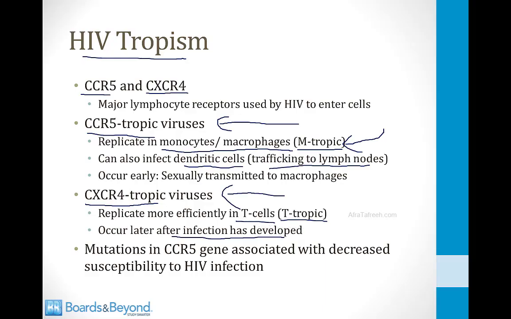Another important concept to appreciate is that there have been mutations of the CCR5 gene identified, and they're associated with decreased susceptibility to HIV infection, and this should make sense to you. Like I said before, the CCR5 tropic viruses are the ones that get transmitted sexually and initially infect monocytes and macrophages, so if you have a mutation in your CCR5 gene, you will be less likely to get infected.